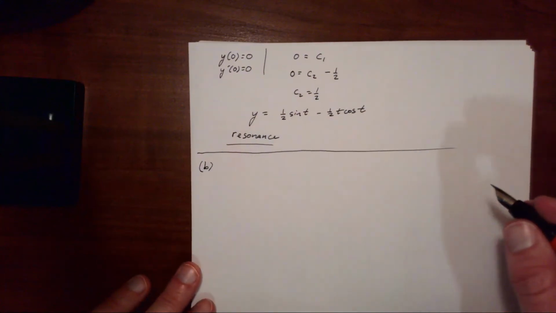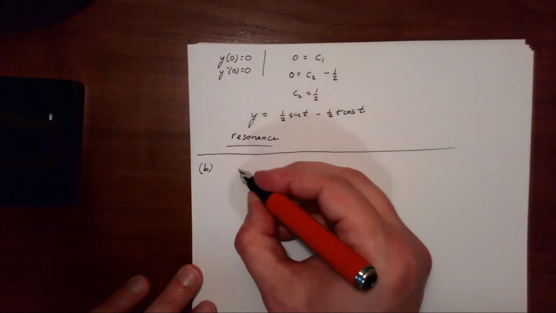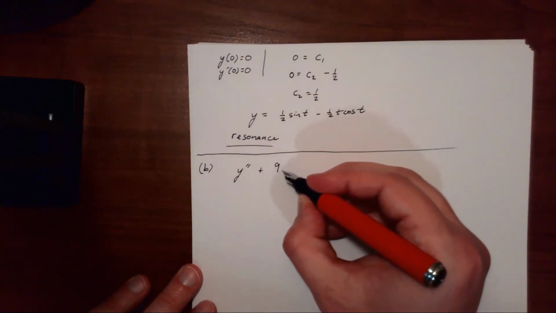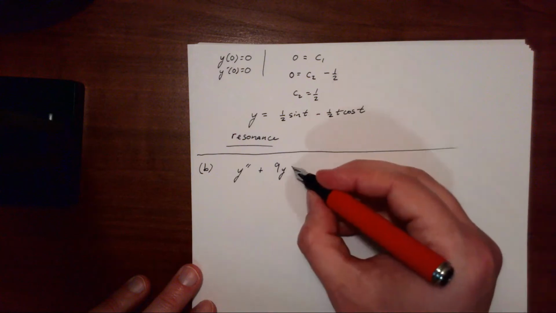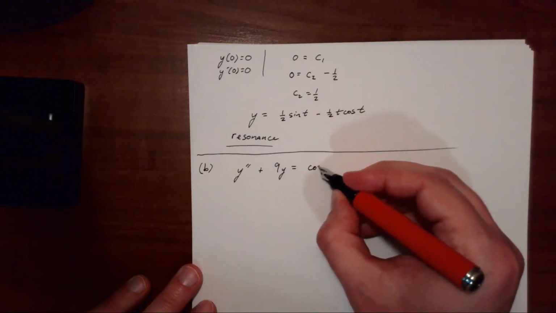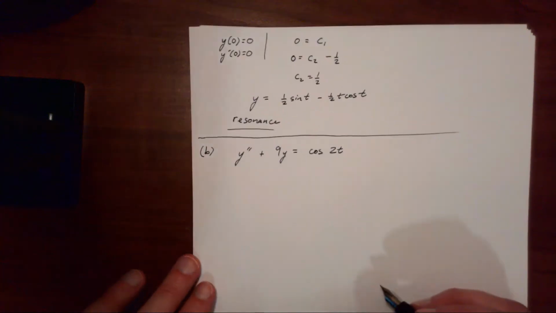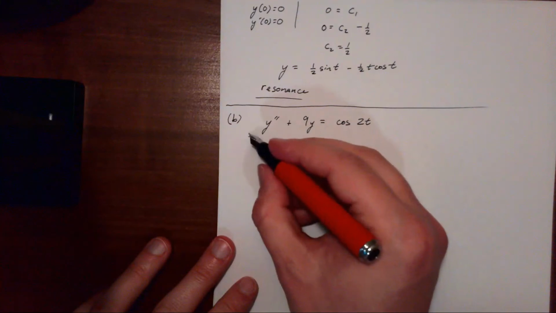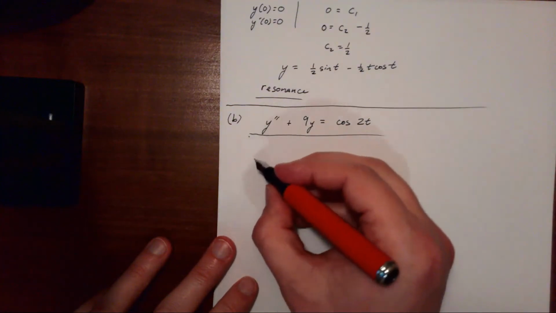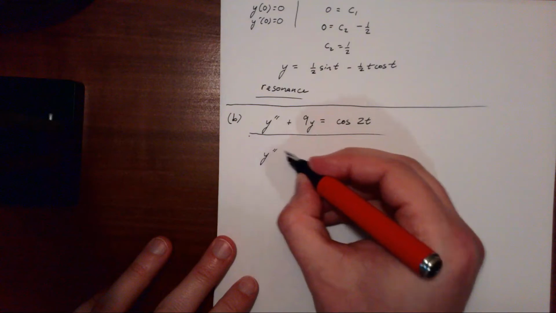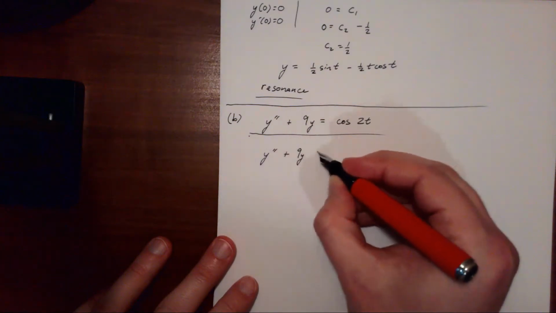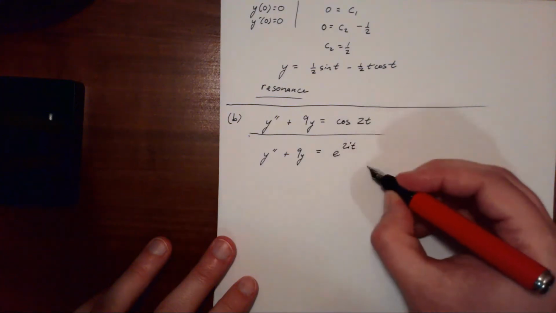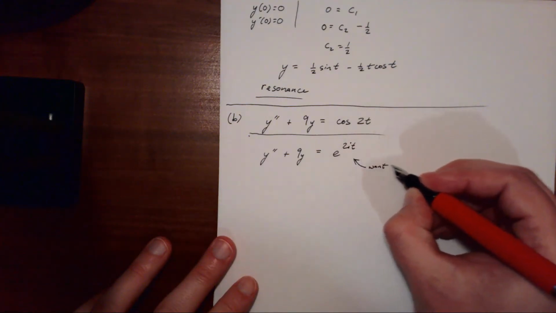So let's go with something like this. y double prime plus 9y is equal to cosine 2t. All right. Well, here we go again. Let's complexify this. So it's going to be y double prime plus 9y is equal to e to the 2it. And here we're going to want the real part.